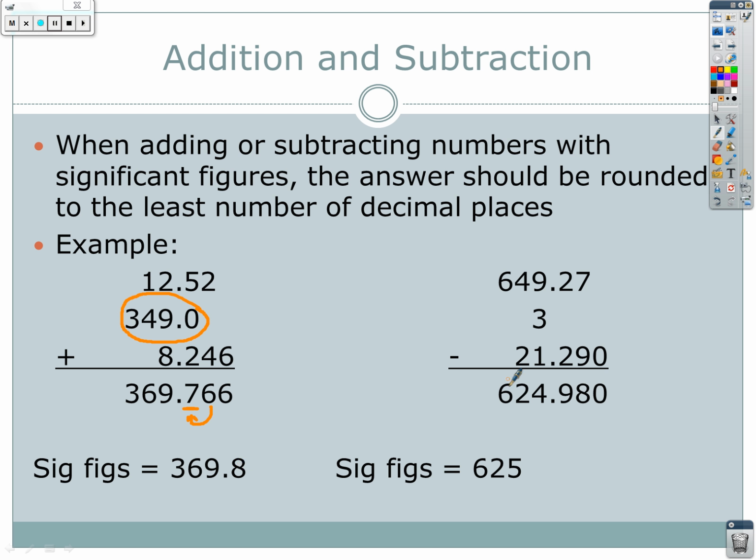On the subtraction side, your total is 624.980. Your 3 only goes to the ones place, and so you can only have to the ones place for your answer. So 624.9, the 9 is greater than 5, so you have to have 625. Alrighty, moving on.